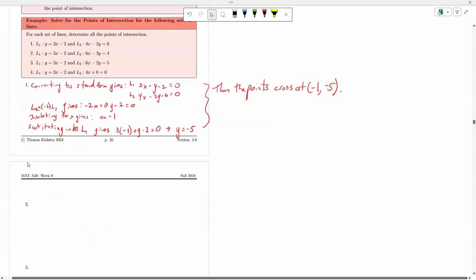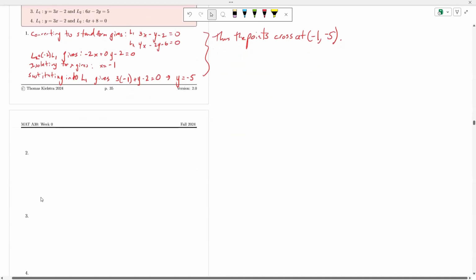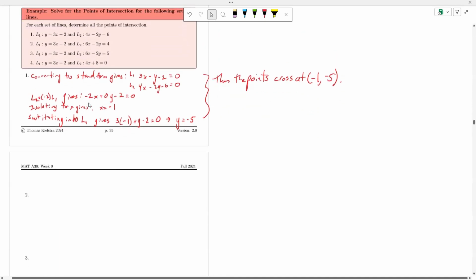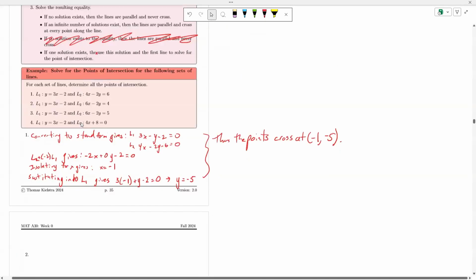Now there are three more lines here, and there's an opportunity to practice those. I highly encourage you to practice the elimination. We know what the solutions are because they're the same lines as the previous examples, but I encourage you to practice.